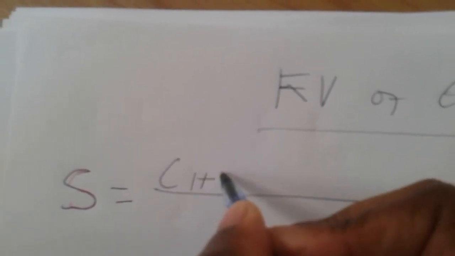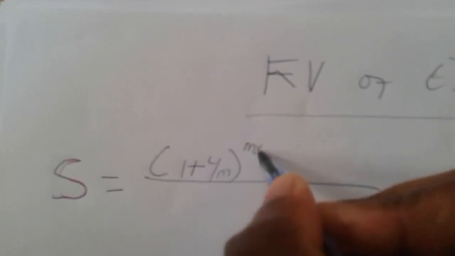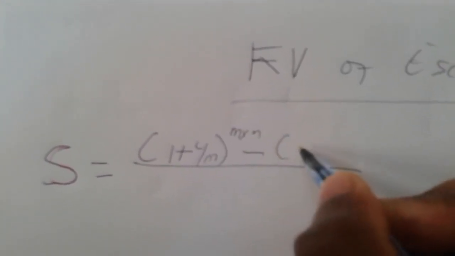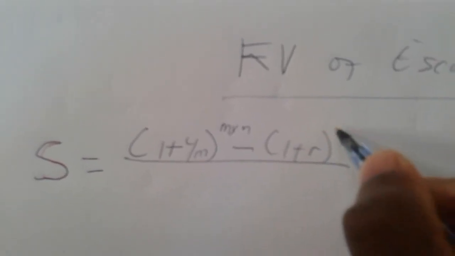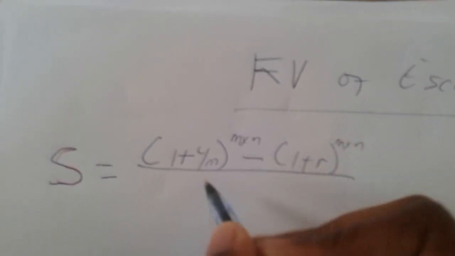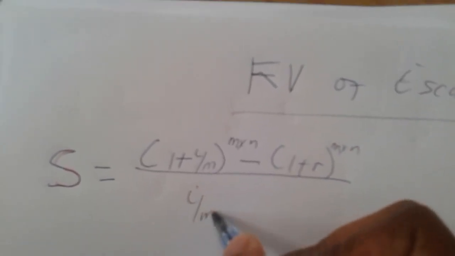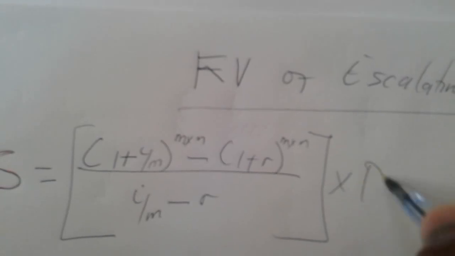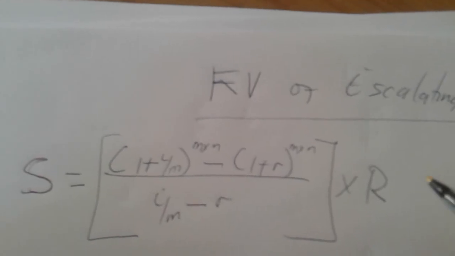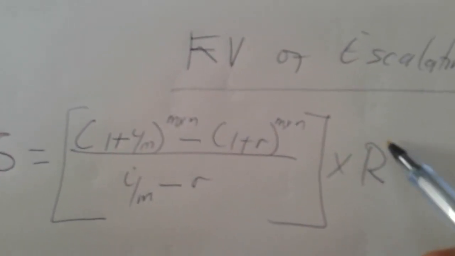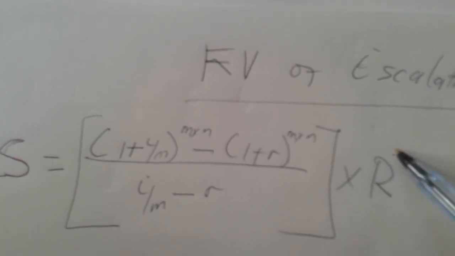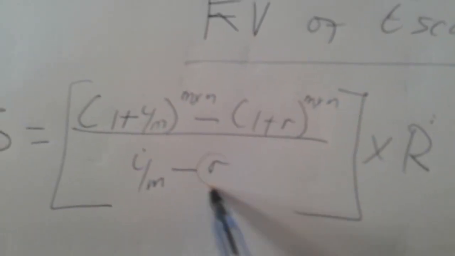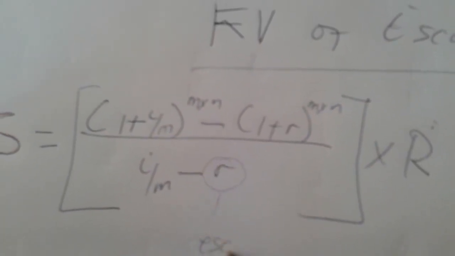(1 plus I over M) to the power of M times N, minus (1 plus R) to the power of M times N, everything divided by I over M minus R. Then you must multiply everything by R, the big R. And remember, I think by now you know that the big R means the first payment. Now this R again is the escalating rate.